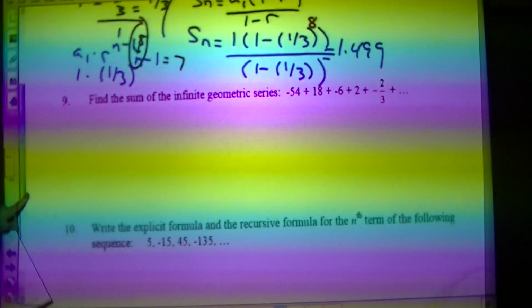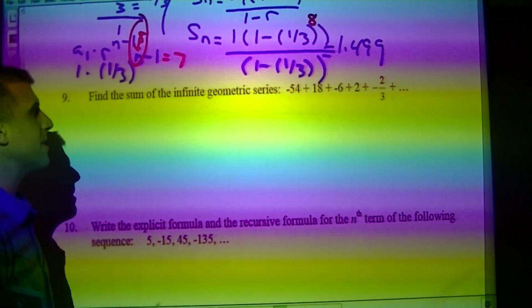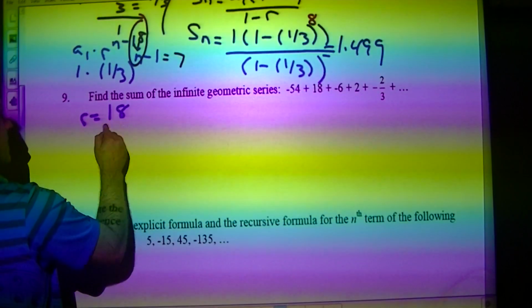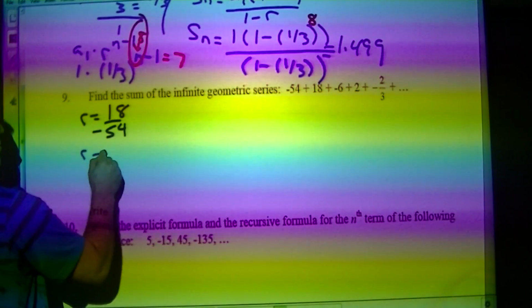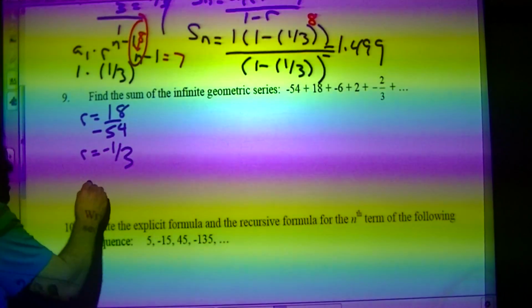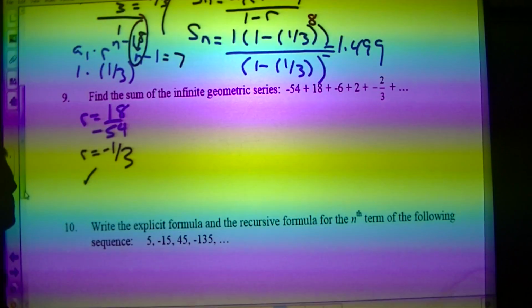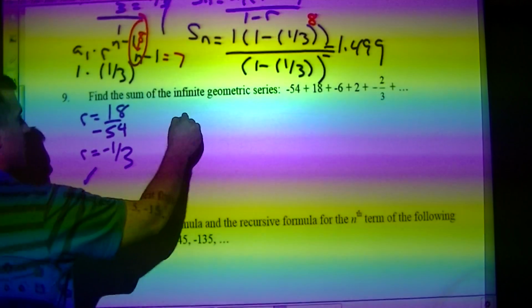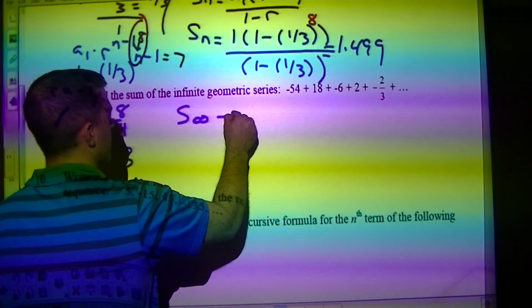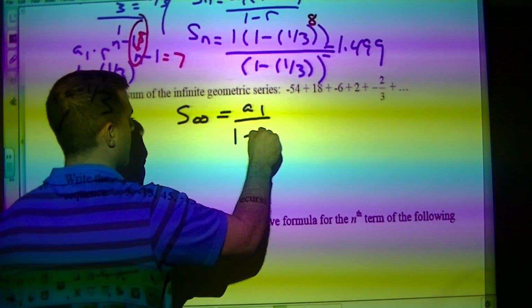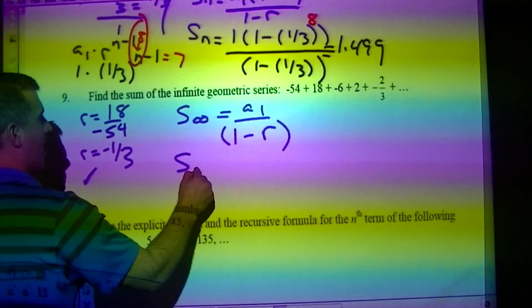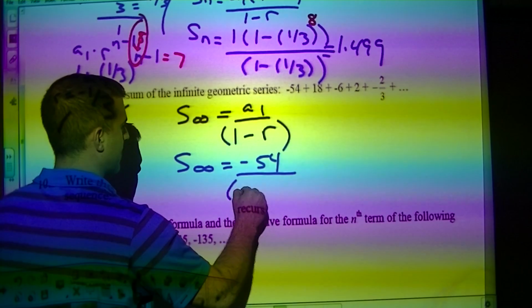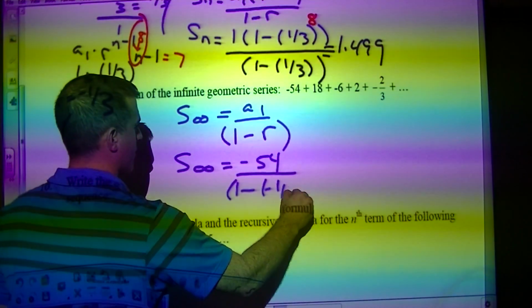Find the sum of this infinite geometric series. Well, first I got to figure out the rate. That's going to be 18 divided by negative 54, which is negative 1/3. So I can do it, okay? If the absolute value was bigger than 1, I could not. So the formula for that, since it's infinite, is just going to be a1 over 1 minus r. Now, that's pretty easy because my first term is negative 54, and my rate is negative 1/3.